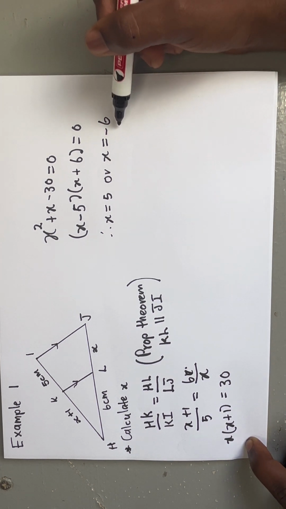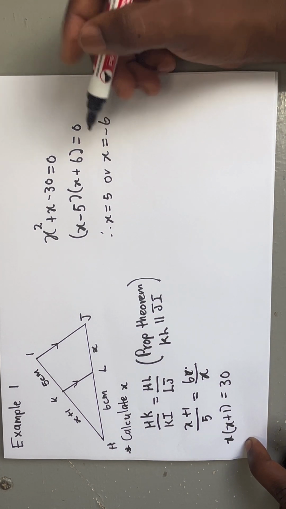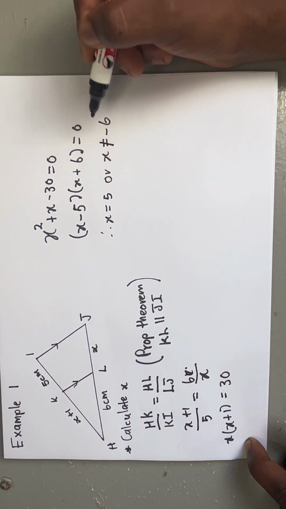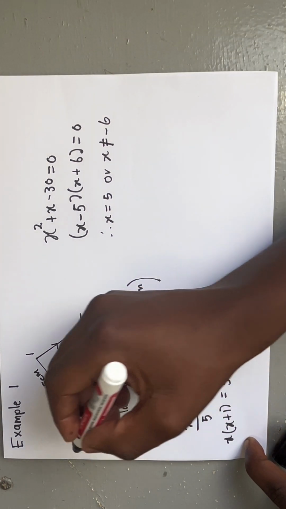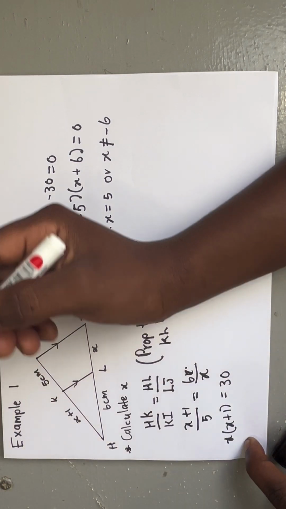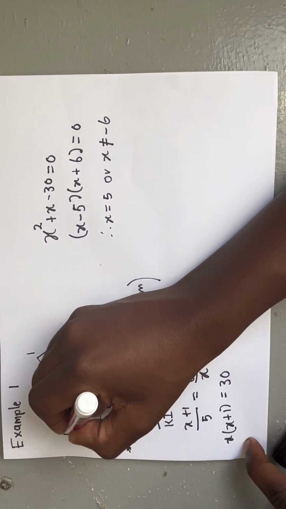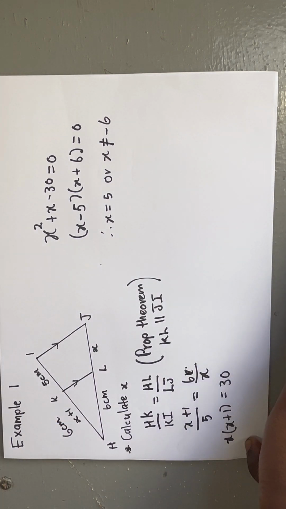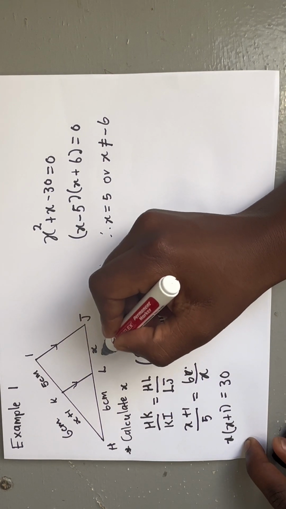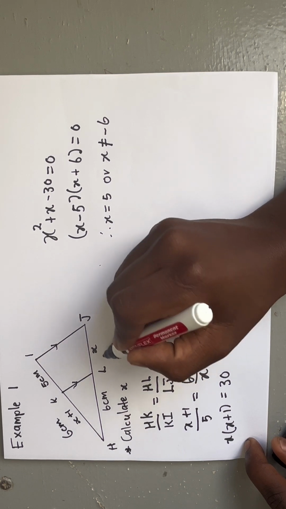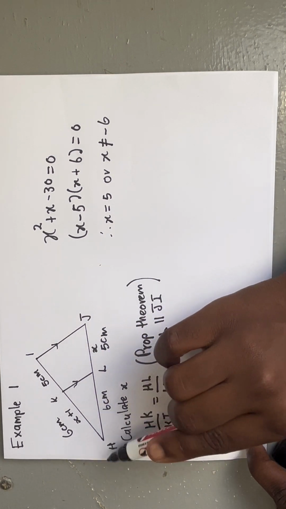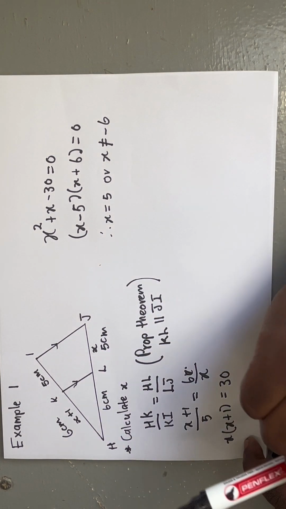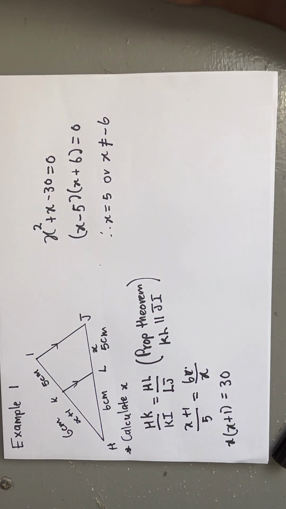But since you see that this is negative, and you can never have a negative distance, your x cannot be equals to negative 6, which means the value of x here is 5. If you come back and substitute, this is going to be 5 centimeter, because your x is actually 5 centimeter, and this is going to be 6 centimeter because it's this 5 plus 1. So that is going to be your first example on this.